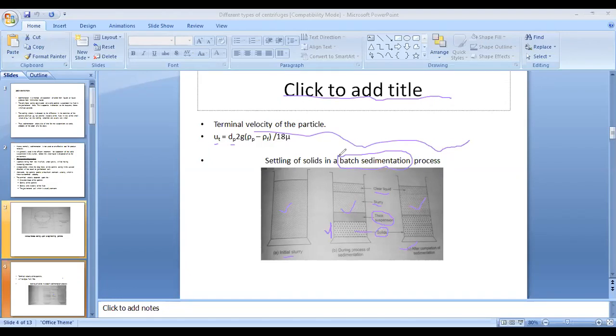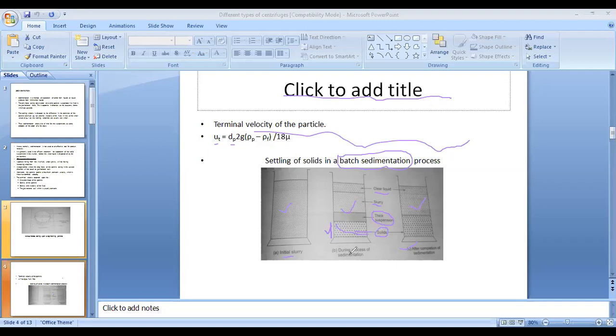This is an example of sedimentation. By using this, we can explain how sedimentation occurs and how the solids get settled during the process. Some solids get settled compared to other solid particles because of the difference between the density of the particle and the density of the fluid. Based on that only, the settling or terminal velocity depends, and based on that, the solids will be settled. So this one we can call batch sedimentation.